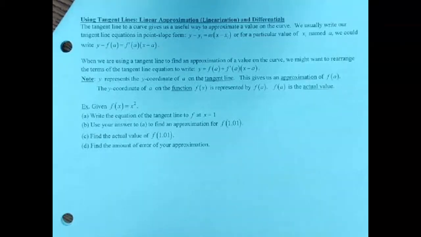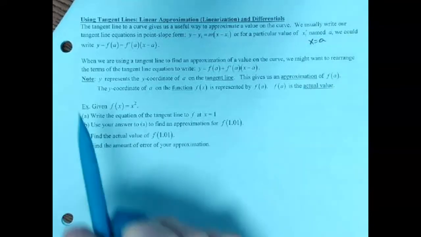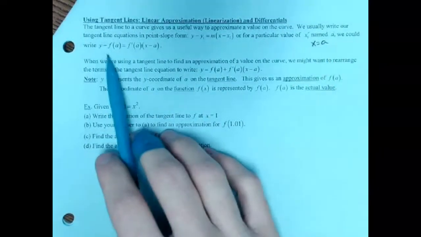First example, where I'm going to read it. It says a tangent line to a curve gives us a useful way to approximate a value on the curve. We usually write our equations in the tangent line in point-slope form, right? We know that. We've been doing that for a while. And then that means for any specific point, right, it's going to give us the x value. Here it says their x value is a, so at x equals a, I know in order to get the y-coordinate, all you'd have to do is plug the a in to the original function.